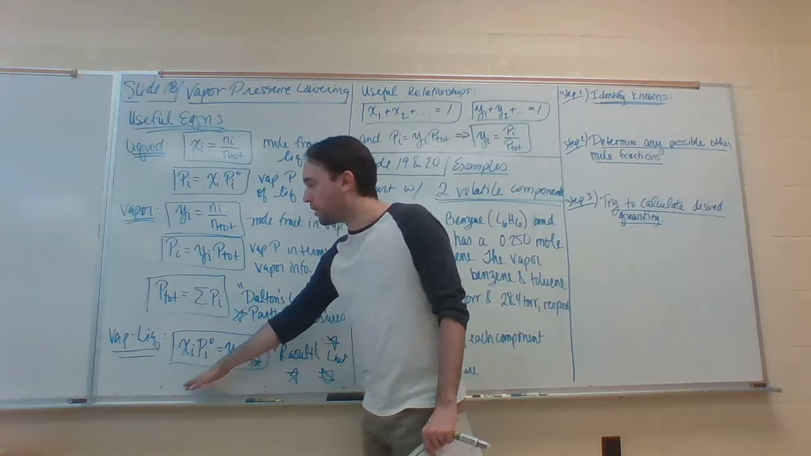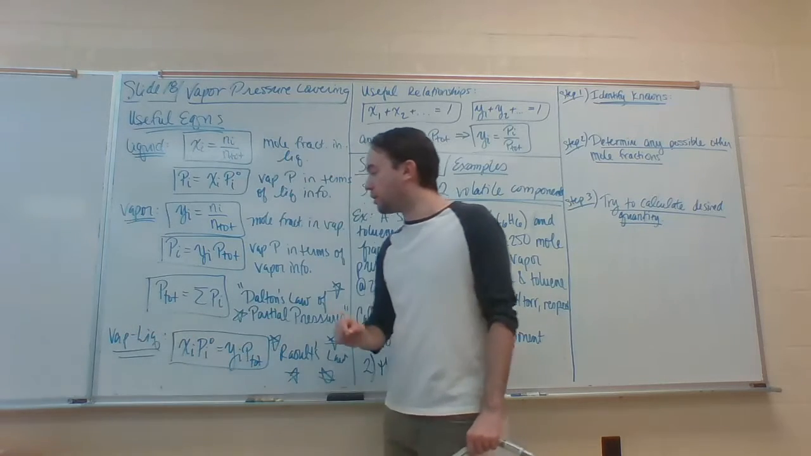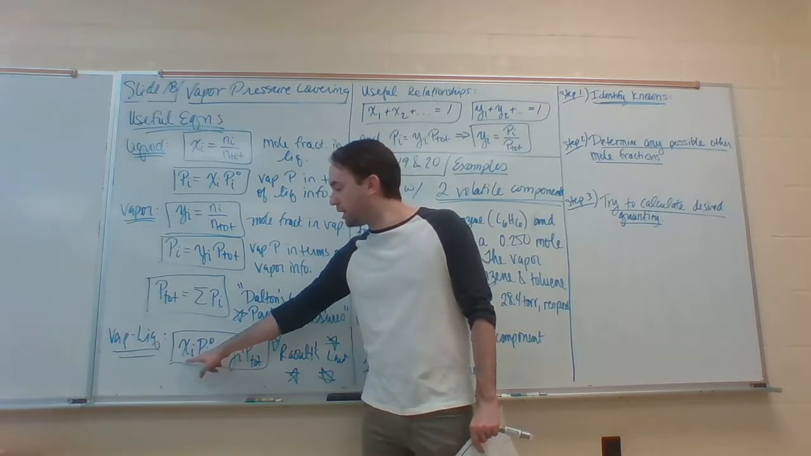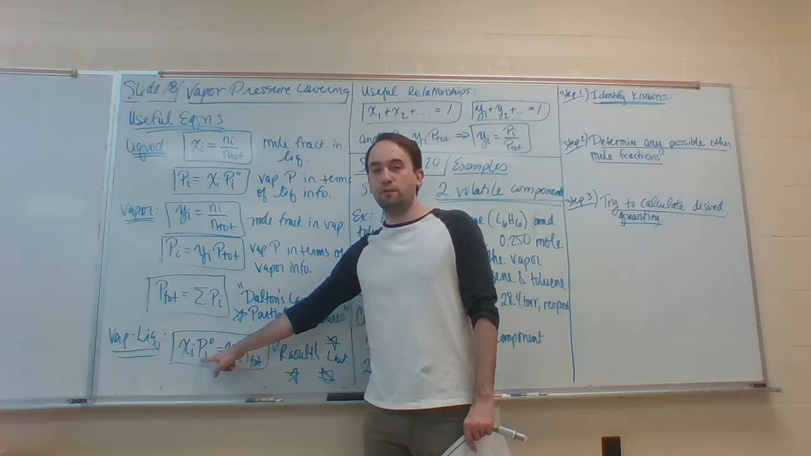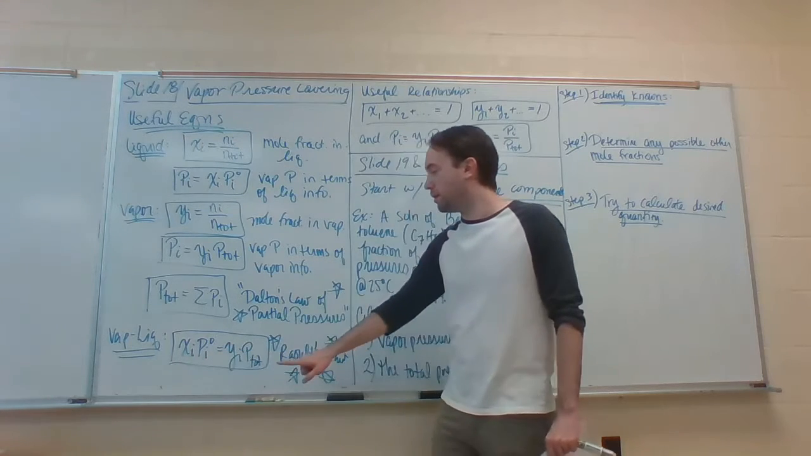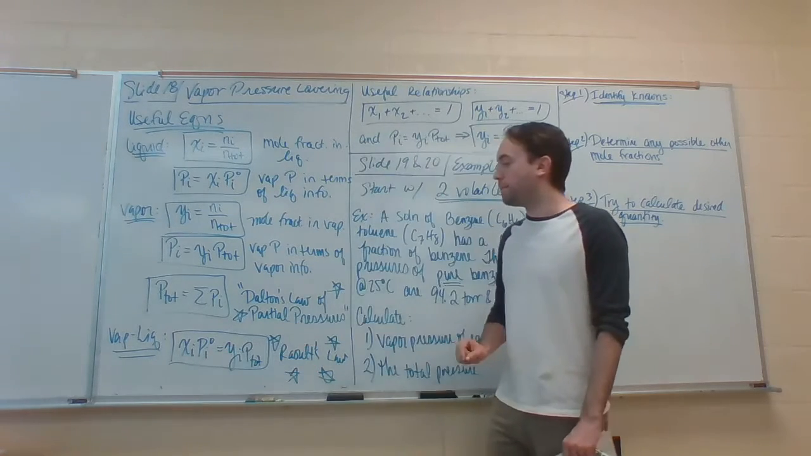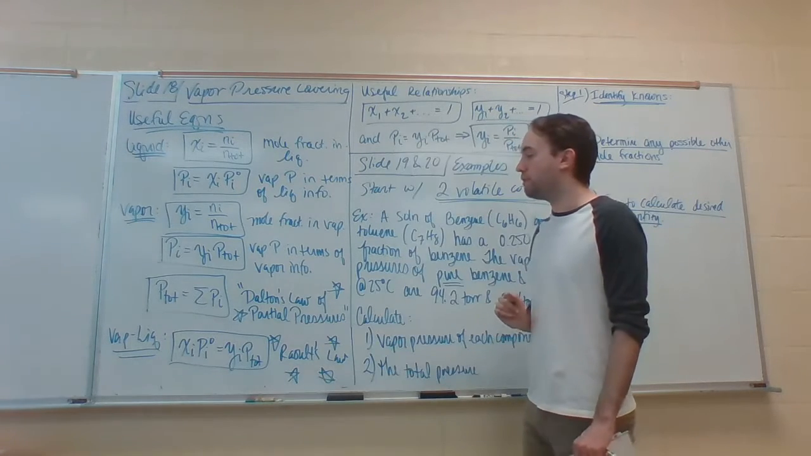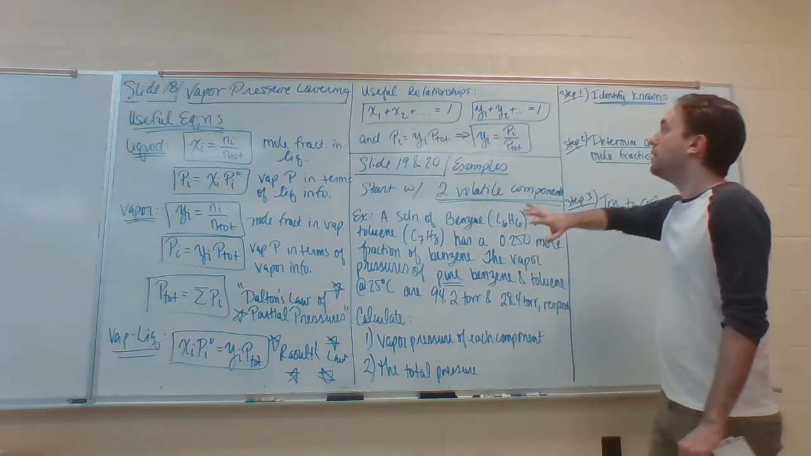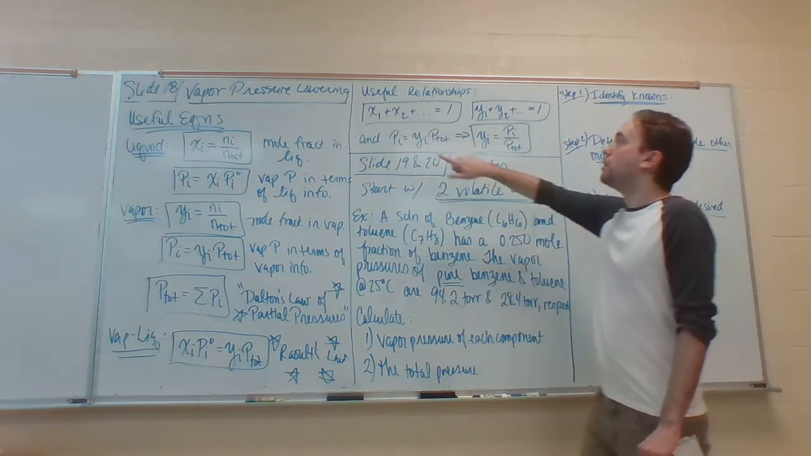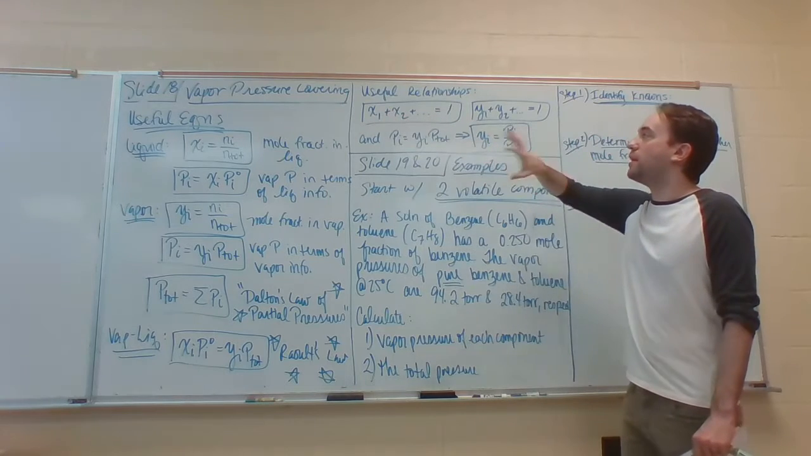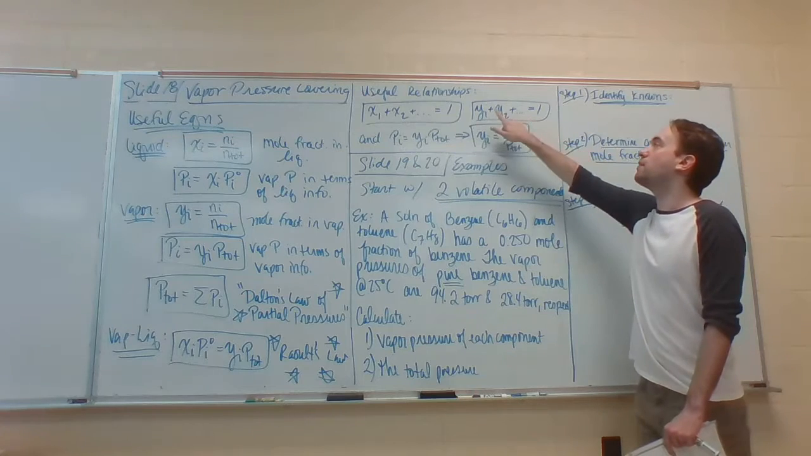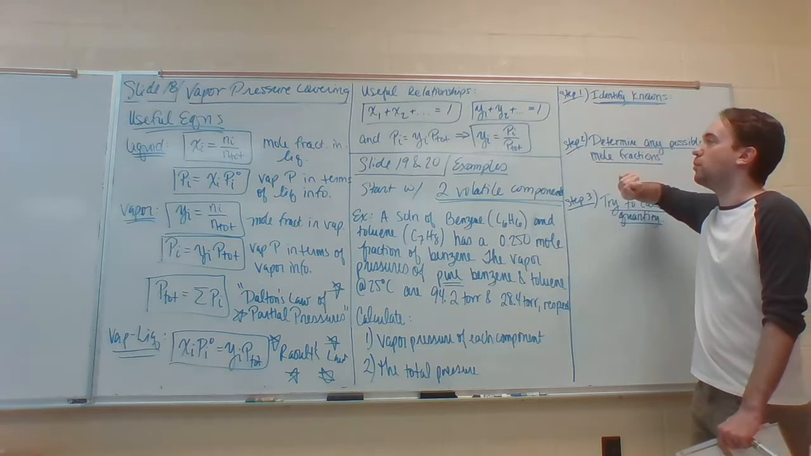We also were able to relate our vapor and our liquid by using Raoult's law, which said that the mole fraction of component i in the liquid times our pure component vapor pressure of component i was equal to our mole fraction of component i in the vapor times our total vapor pressure, right? We also had a couple of useful relationships, which said that if we add up all of our mole fractions in the liquid, we should get 1. And if we add up all of our mole fractions in the vapor, we should get 1.